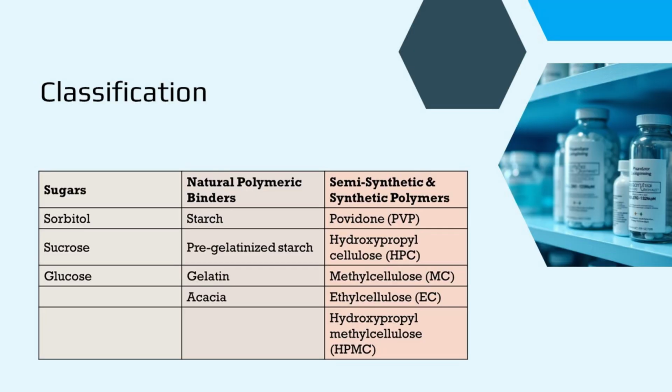From a formulation perspective, classifying binders helps predict their behavior in granulation and compression. Sugars tend to dissolve readily and act primarily through crystallization on drying. Natural polymers provide viscosity and swelling-mediated adhesion. Semi-synthetic binders contribute more precise, viscosity-specific performance and often improve mechanical properties and processability.